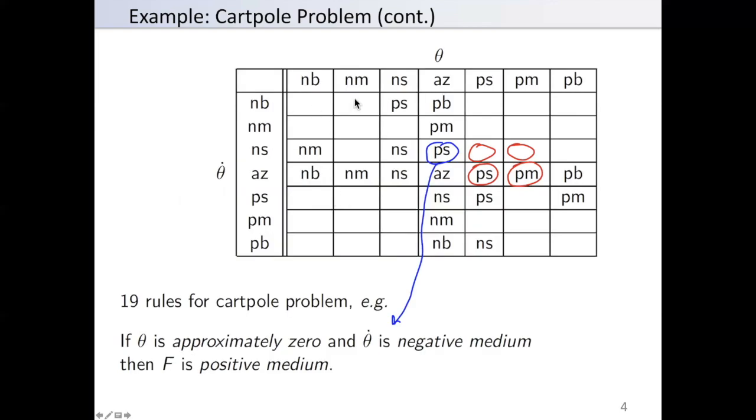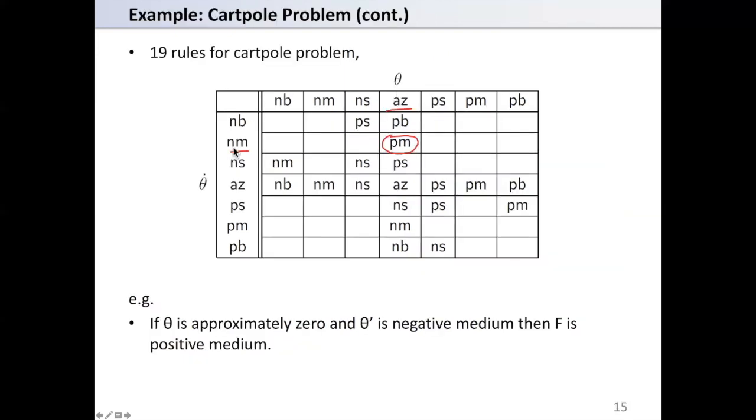Consider these 19 rules developed by an expert for the control of the cart pole. For example, here we have theta: negative big, negative medium, negative small, approximately 0, positive small, positive medium, and positive big. And similarly, for the derivative of theta, we have the same fuzziness as negative big or positive big, etc. And here we have the rules for the control of the cart pole. Consider this column and row. This is saying that if theta is approximately 0, and theta prime is negative medium, then F, the force, is positive medium.